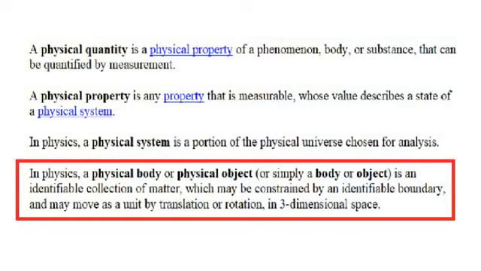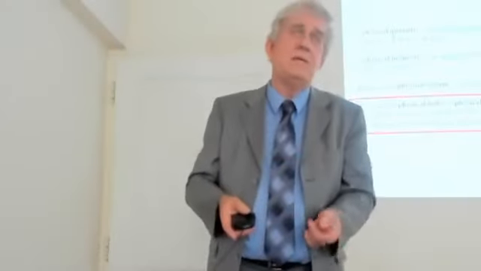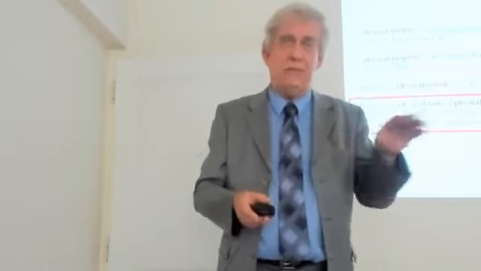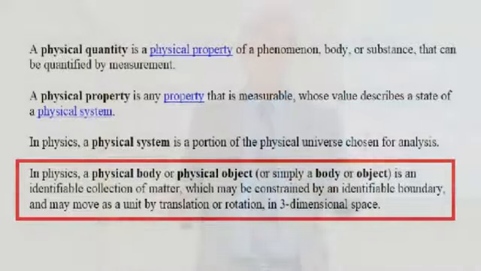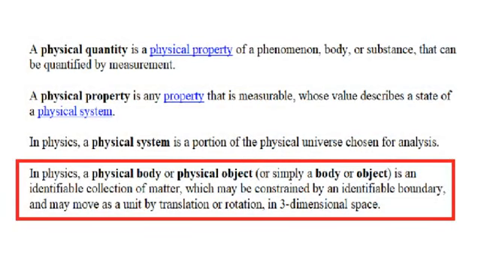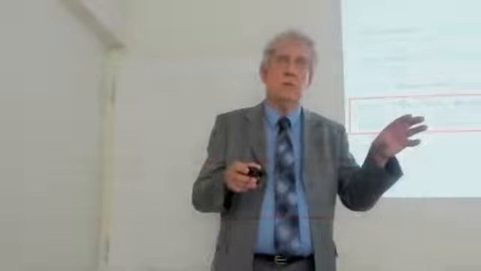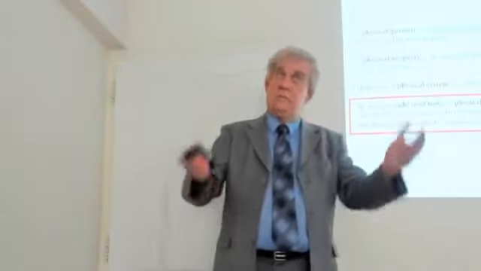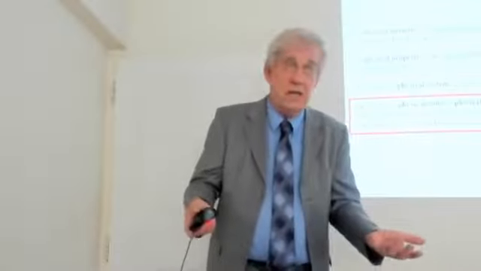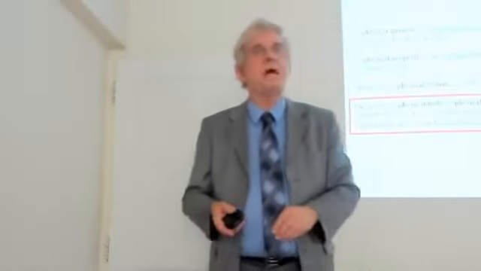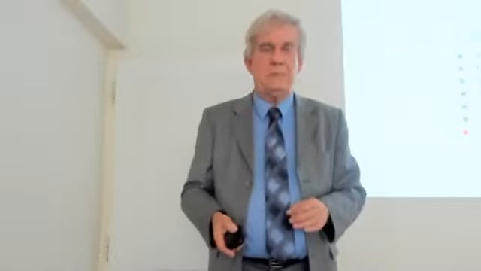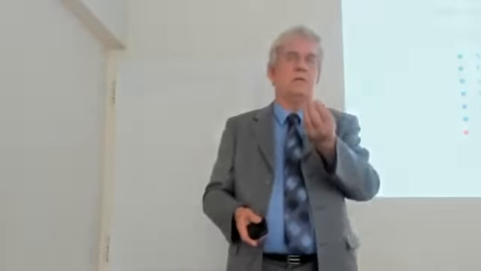Which may be constrained, maybe. It's like a secondary issue. May be constrained by an identifiable boundary. So some objects have boundaries, some don't, so it may be constrained. Obviously, they haven't thought about this very long. And it can move, essentially, right? So if the object has a bunch of marbles and it's constrained by some kind of skin, and it moves, now we have an object, okay? Easy.